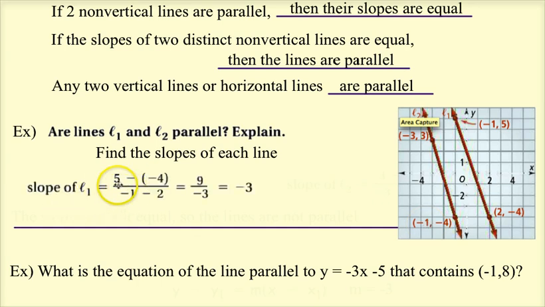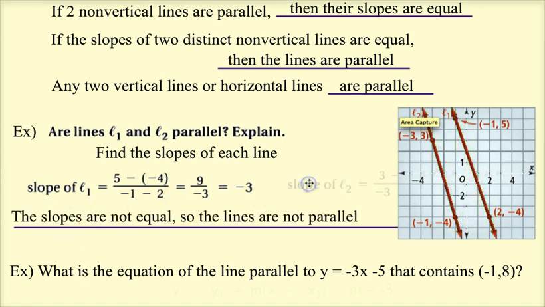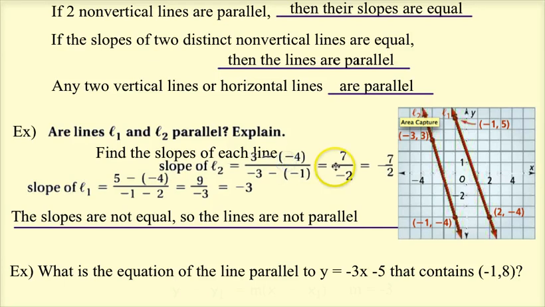Okay, so the slope of line 1 is 5 minus negative 4 over negative 1 minus 2. A minus negative becomes a plus, so that's a 9. And negative 1 minus 2 is negative 3, and I can simplify that to negative 3. I don't have to simplify slope, but it makes it easier to compare them at the end to see if they're parallel or not. And line 2 is 3 minus negative 4 over negative 3 minus negative 1, and that comes out to be 7 over negative 2. So right away we can see that those slopes are not the same. That won't simplify, that doesn't go in evenly. So since the slopes are not equal, the lines are not parallel. They look like they're parallel, but one of them is a little bit steeper than the other. The slopes are not equal, so the lines are not parallel.